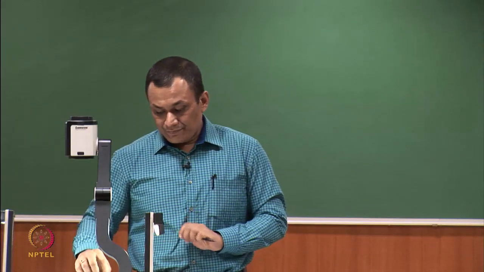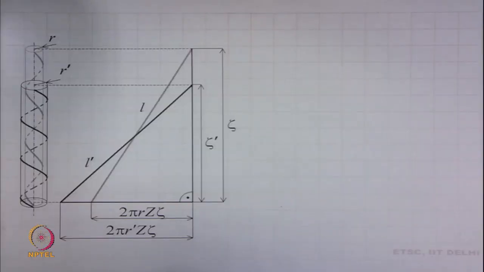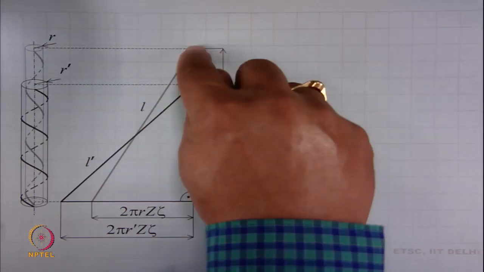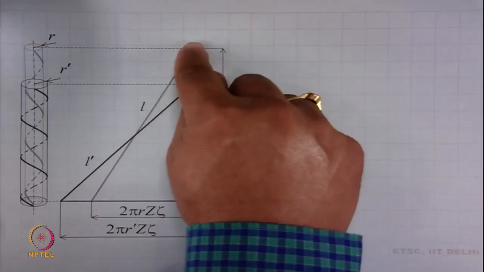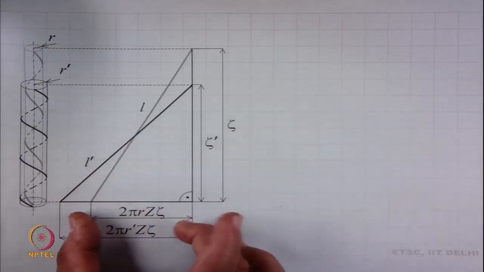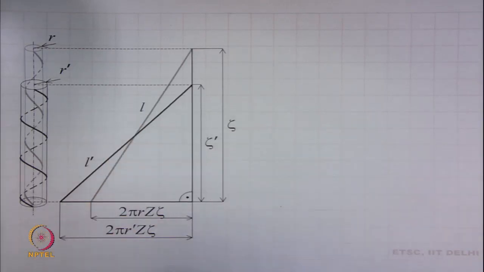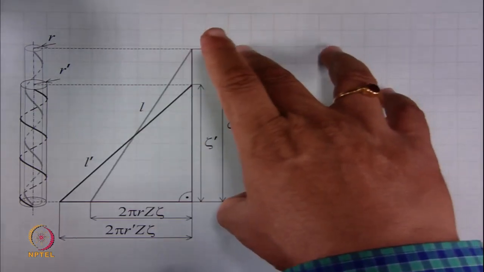Now, if we cut along the axis of these two cylinders and unravel them, then we will find two triangles. In one triangle, this is the fiber length, the original length of fiber, small l. What will be the base? The base will be 2 pi r times zeta into z. Why z into zeta? Because that is basically the number of coils, the initial number of coils. So, that is why 2 pi r z into zeta, and this length will be zeta.